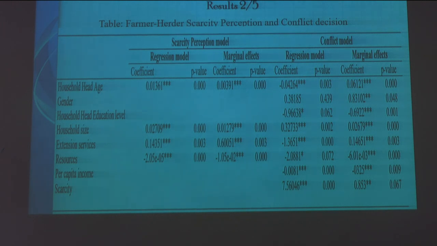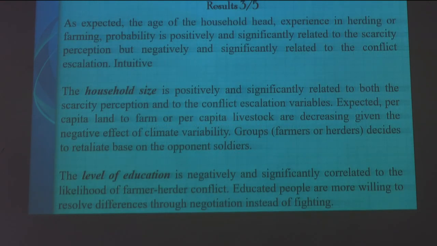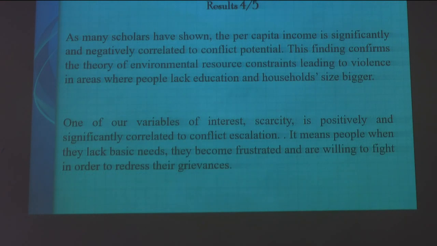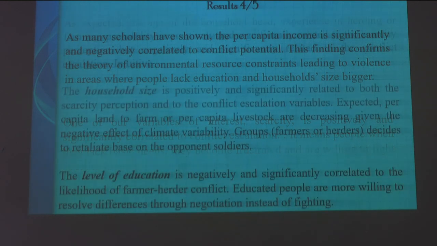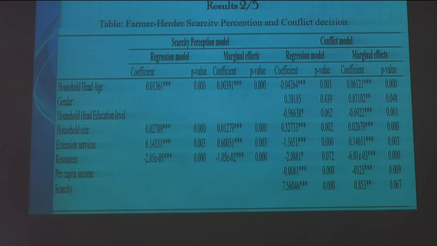Then from there, we took it to the conflict model, where we realize that household head age, household head educational level, and even household size all contribute positively to the probability of a conflict between these actors escalating. Here is what I just tried to explain: household size, household age, and level of education. And as many scholars have shown, per capita income is significantly and negatively correlated to conflict potential. That's what I explained earlier, by resources, on this table.